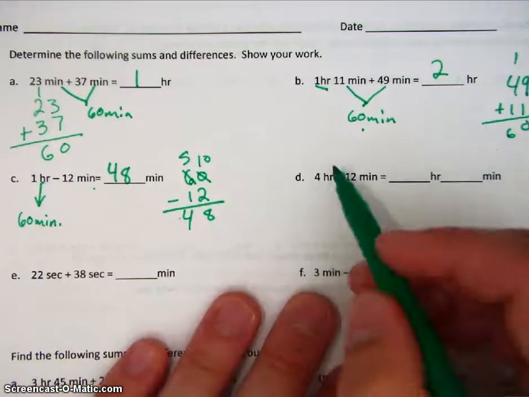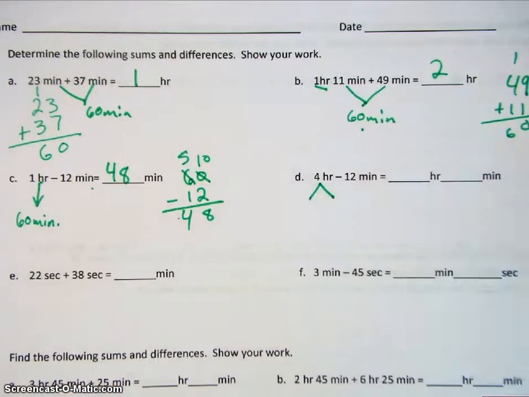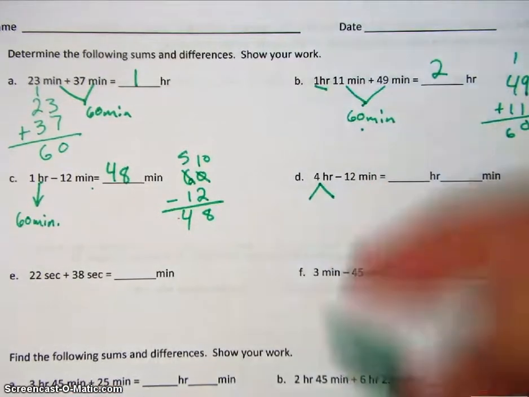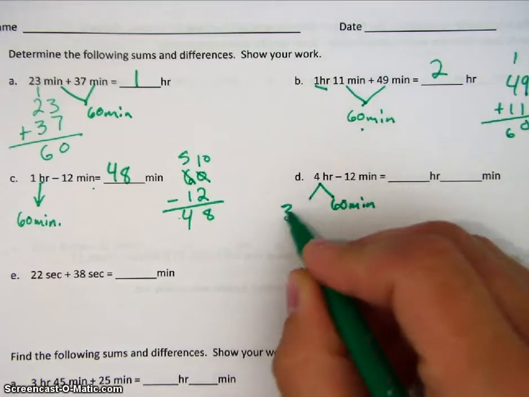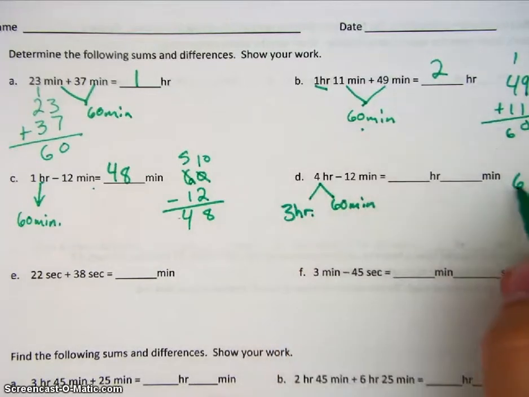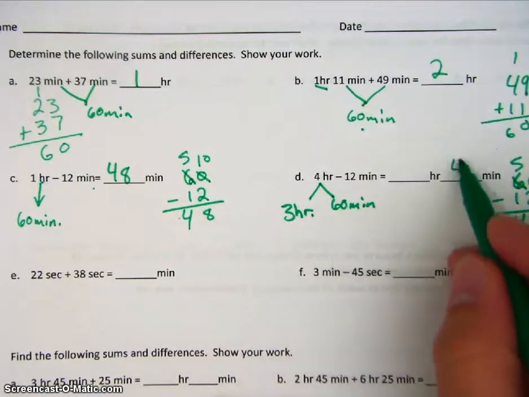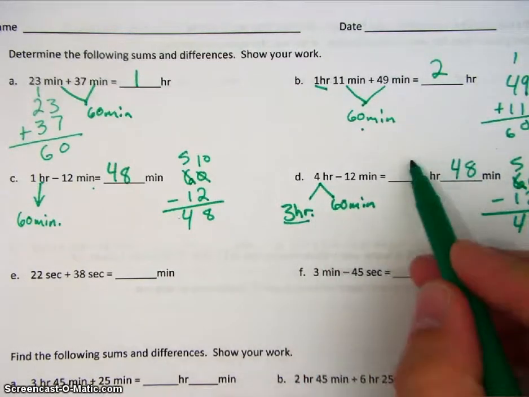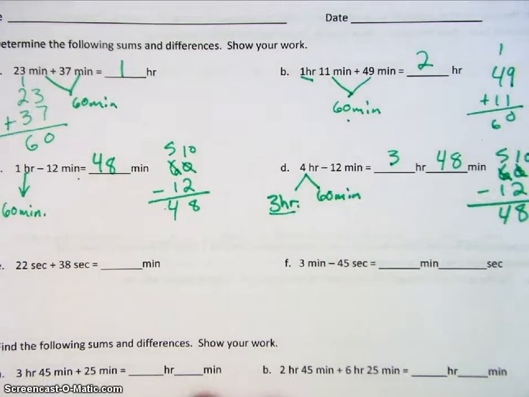Okay, now same thing here. We have 4 hours. So we're going to pull off an hour. And now we can do 60 minus 12. Okay, and then just like the problem before it, we have 60 minus 12 to get us our 48 minutes, and we have 3 hours left over. Okay, so we can see our 3 hours, 48 minutes.